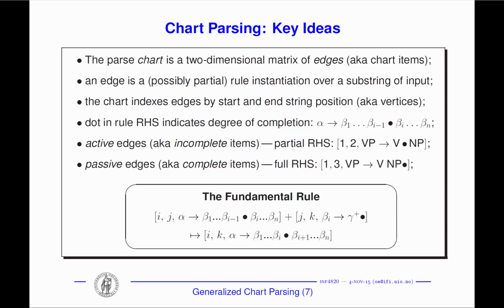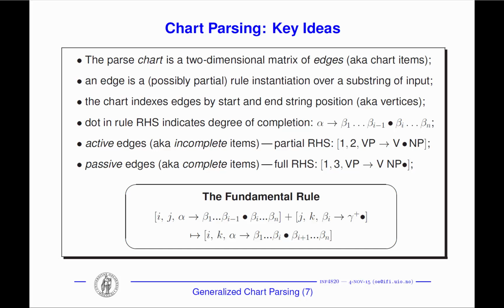Where the dot is followed by more category symbols of the right-hand side, this is what we call an active or incomplete edge or item. It's still looking for something. For the rule, we haven't found all of the pieces. And where the dot is at the end of the right-hand side, so this is also an instance of the VP goes to V followed by NP rule, but here we have now actually found both elements of the right-hand side. So the dot is at the end of the right-hand side, and that's a complete or passive edge. It's no longer looking for something.